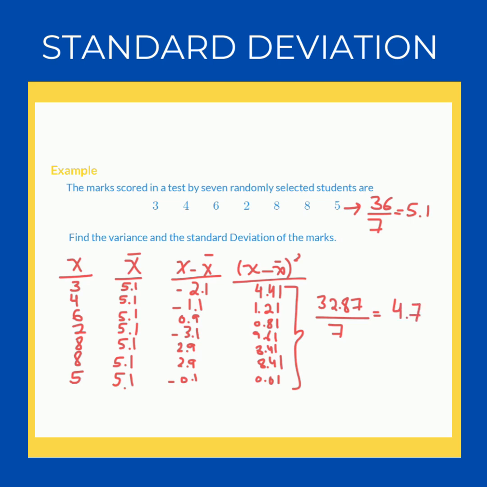Now if we want to find the standard deviation, it's simply the square root of 4.7, and the answer is 2.2. So the variance is 4.7 and the standard deviation is 2.2.